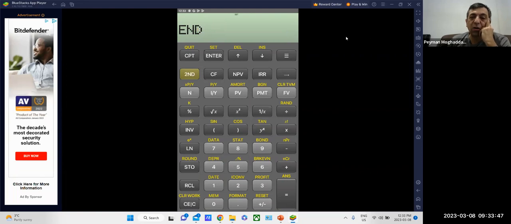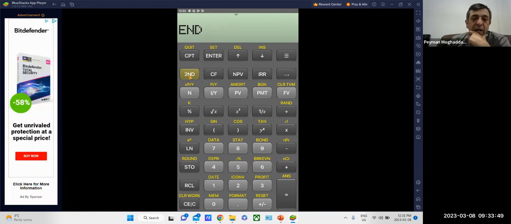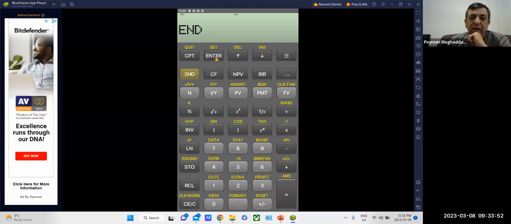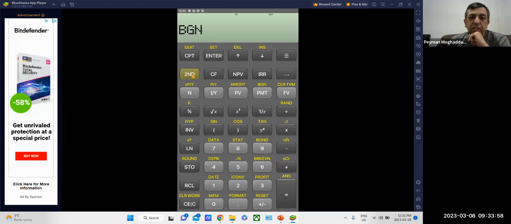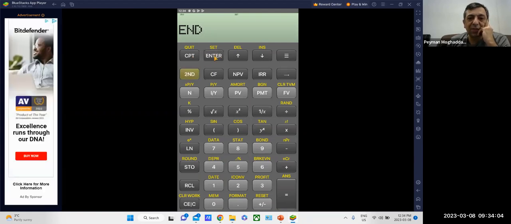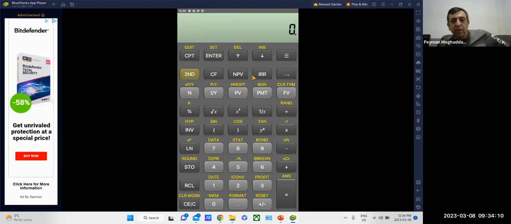If you want to make it do annuity, it's going to be beginning. So you do second, enter. Okay, so set it to beginning. Second, enter, second, enter, second, enter, second, enter. You see, it's flip-flopping between beginning and end. Okay, so in this case we are at end. So end, and then second quit.